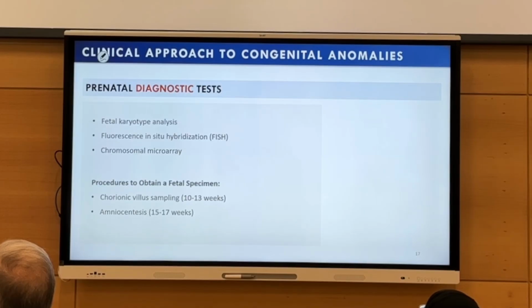Are there any other tests that you can do antenatally for congenital anomalies or genetic defects?